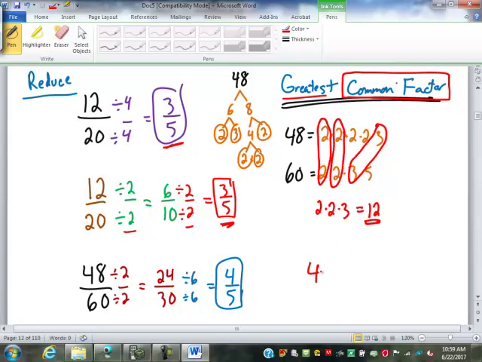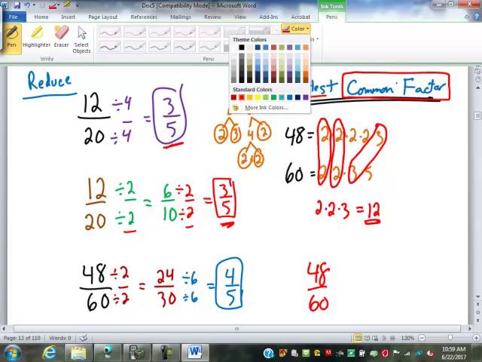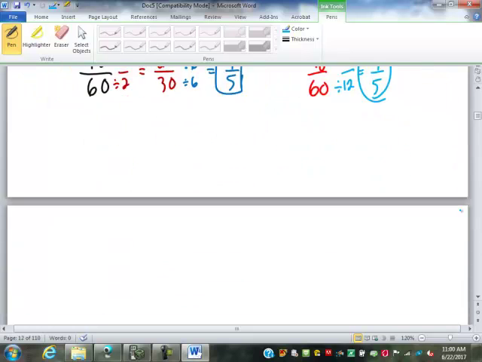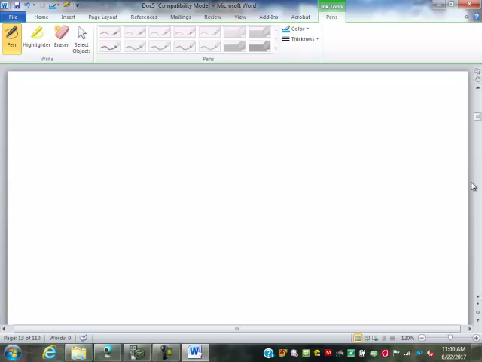What number divides into both 48 and 60? 12. 48 divided by 12 is 4. 60 divided by 12 is 5. Now that's a lot of work to find that number, but if you absolutely insist on finding the largest one right away and doing it in one step, that's one way to find that greatest common factor. We're going to use that factoring, by the way, for other processes. When we start looking for least common multiples, and least common multiples are actually the same as least common denominators, we're going to end up with that same thing going on.